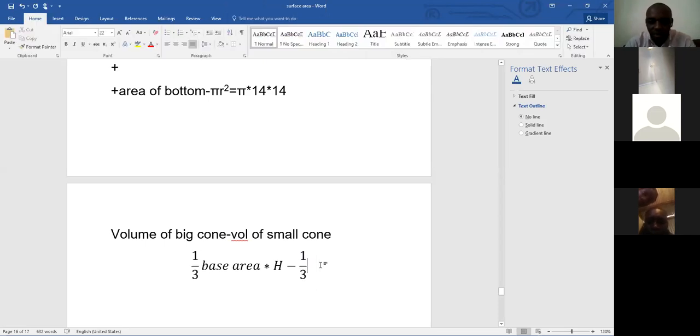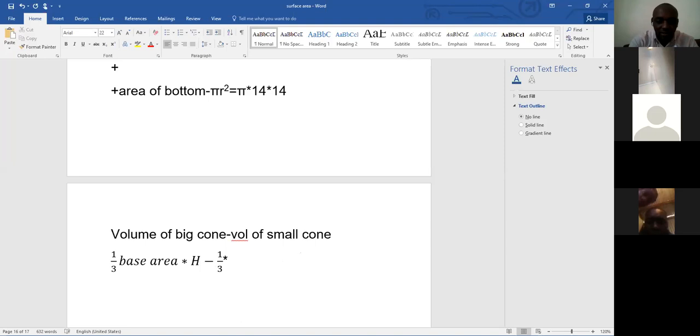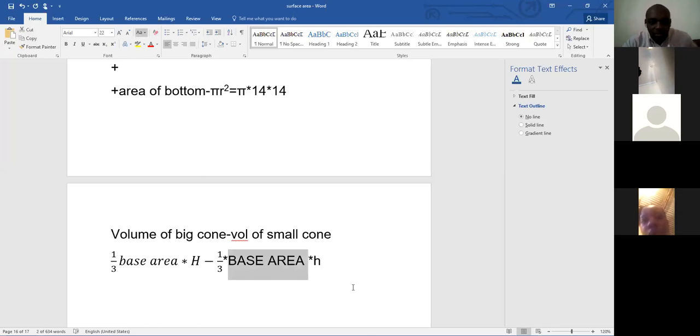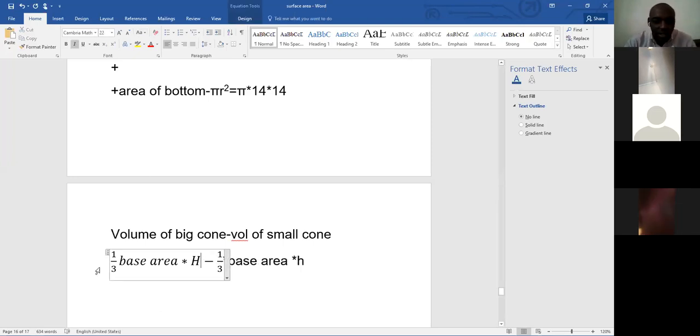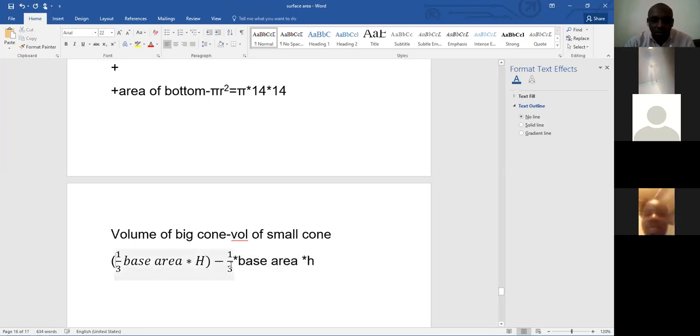Times base area times the height, the small height. This one we can make it small letters. Yes, we can make them small letters. So this is how we are going to get this.